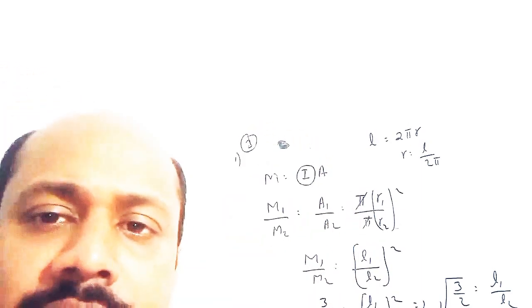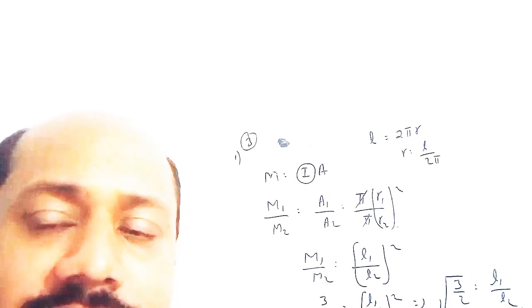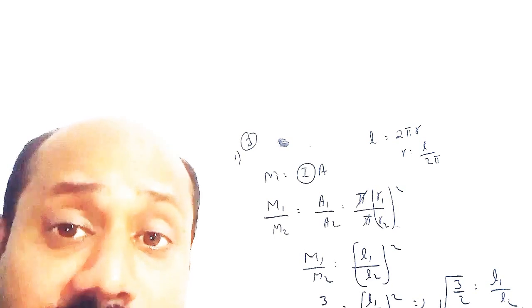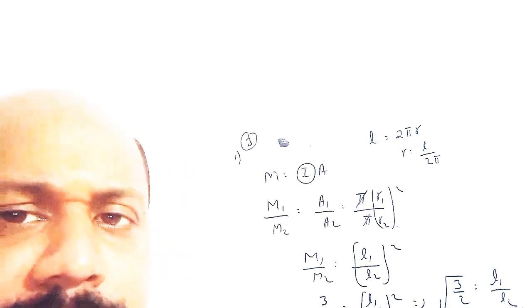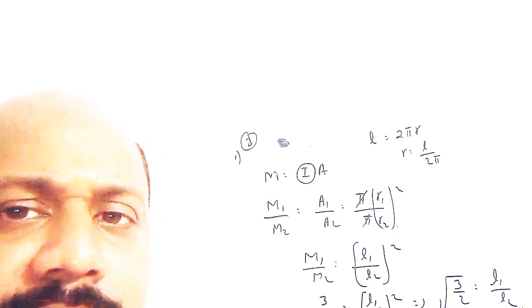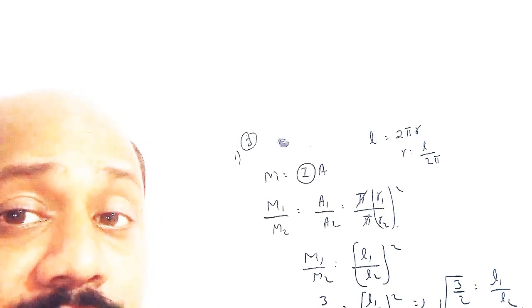Second question. Two small conducting spheres of equal radius have charges plus 10 microcoulomb and minus 20 microcoulomb respectively. Placed at a distance r from each other, they experience a force F1. If they are brought in contact and separated to the same distance, they experience a force F2. The ratio of F1 to F2 is? Yes, charged spheres, then they behave like point charges.